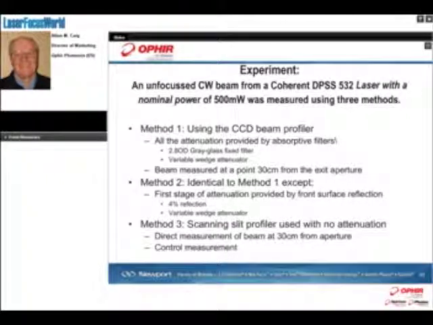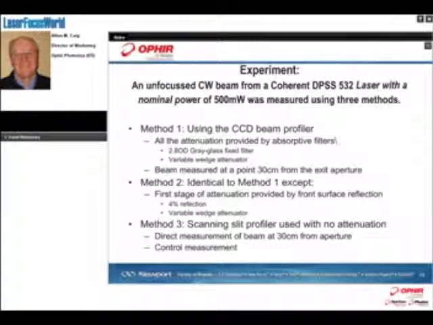We measured the beam at a point 30 centimeters from the exit aperture of this laser and took the results. The second method, we did exactly the same thing, except we set the first stage of the attenuation to be reflective. So this would take the first step and knock the power down before we put it into an absorptive style of attenuator. And then as a control, we took a scanning slit profiler, which didn't require any attenuation at this power level, and measured directly at the 30 centimeter point from the aperture.